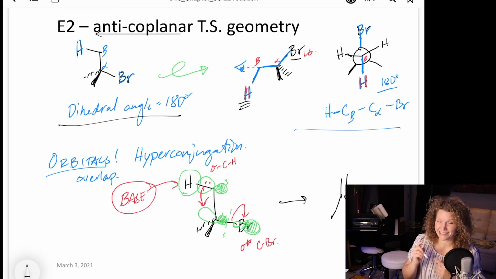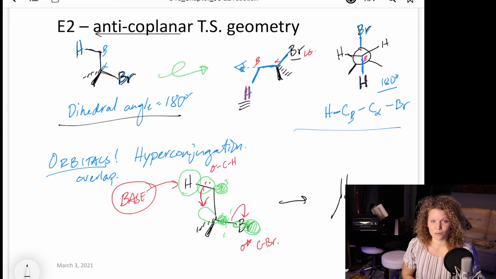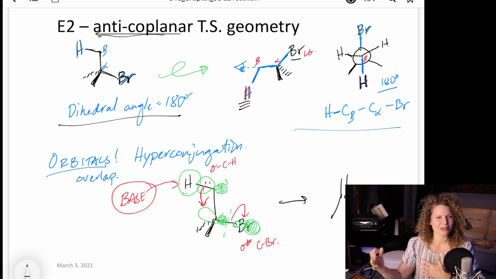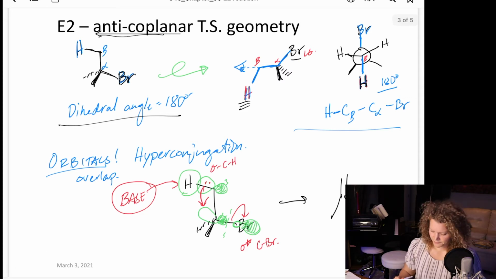anticoplanar, meaning dihedral angle of 180 degrees for our hydrogen of interest, which will be opposite to our bromine here. So anticoplanar simply means dihedral angle of 180 degrees from the hydrogen of interest to this bromine. So anticoplanar just means that the hydrogen that we're going to pluck off needs to be opposite of the bromine, and that dihedral angle needs to be 180 degrees.